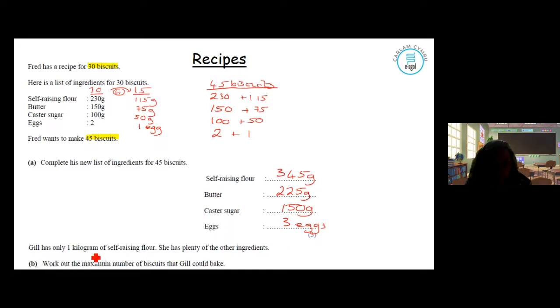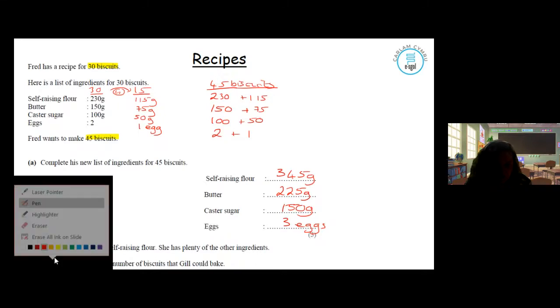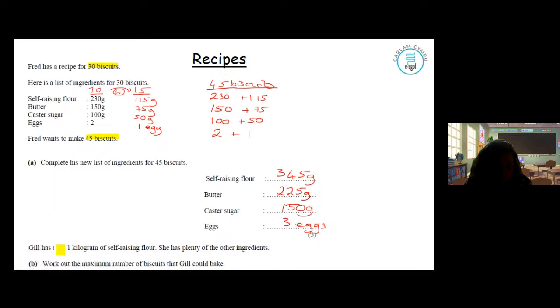Okay, so that was part A of the question. Part B of the question says Jill only has 1 kilogram of self-raising flour. She has plenty of all the other ingredients. Work out the maximum number of biscuits that Jill could make. Okay, so the maximum number. So it's the self-raising flour that we've got to limit.